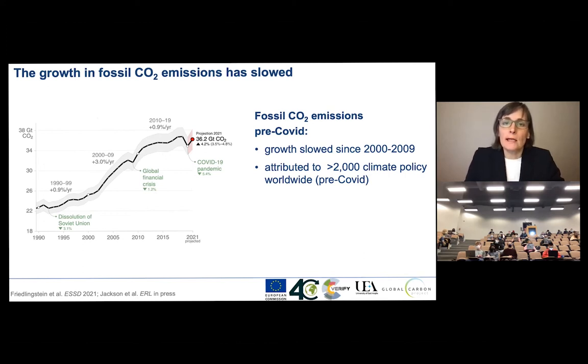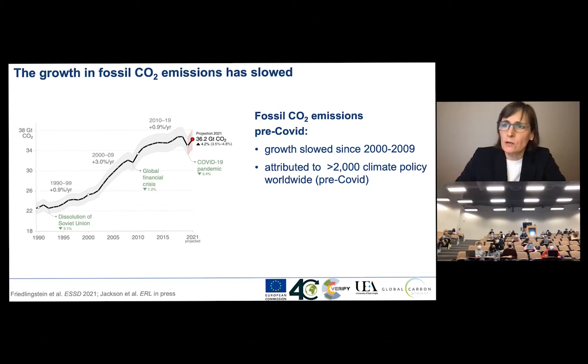There are today more than 2,000 climate policies worldwide. Every country has at least one climate policy. A country like the UK, France, has about 100 climate policies. I include the energy policy there. And the US has probably over 200 policies by now.